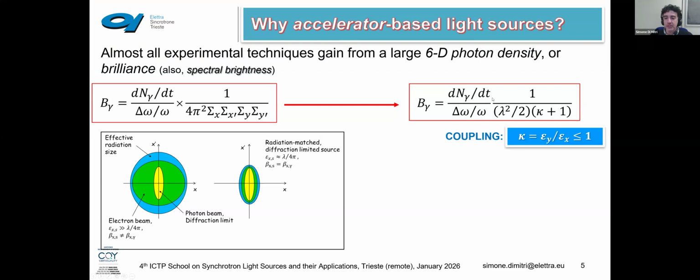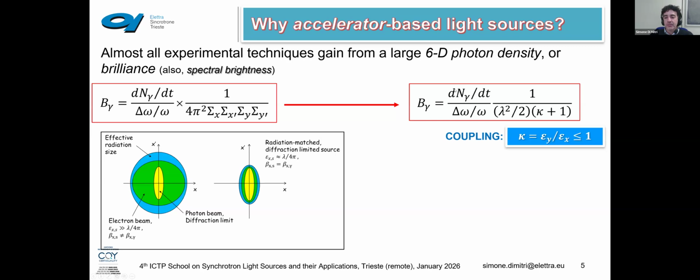Please notice that the first fraction, the spectral flux, is determined by the number of electrons you put in a synchrotron and the kind of magnetic device you are using to emit radiation. The second fraction has nothing to do with the electron beam. K can be made very small, as is typically done, and lambda is the wavelength you are aiming for in your experiment.